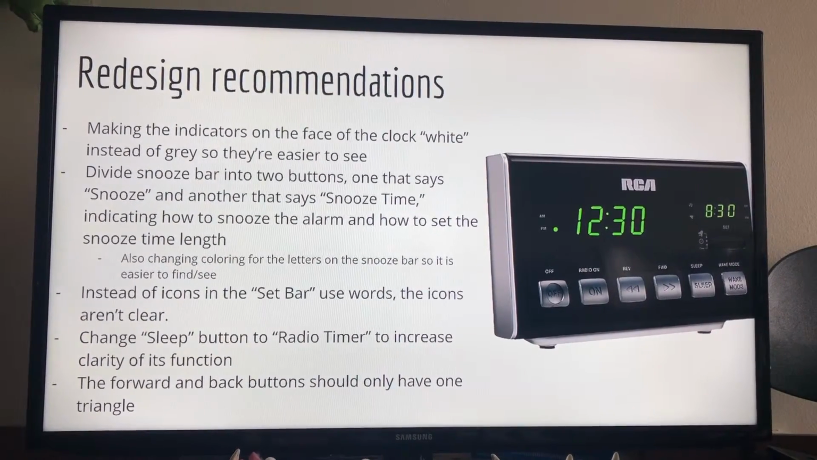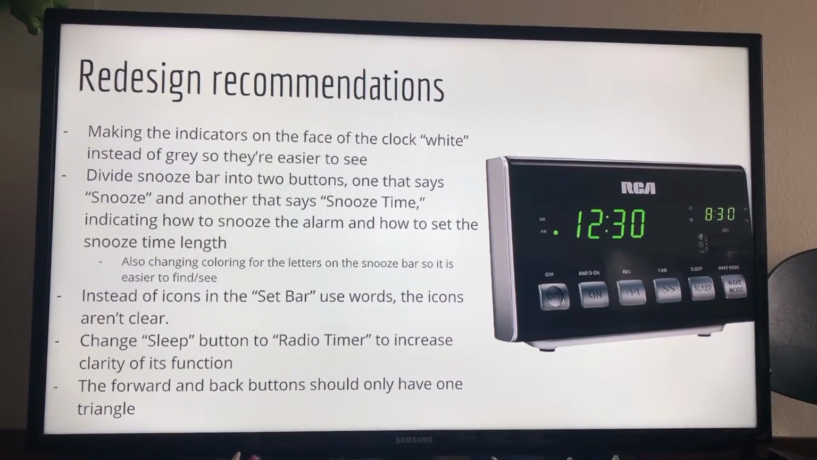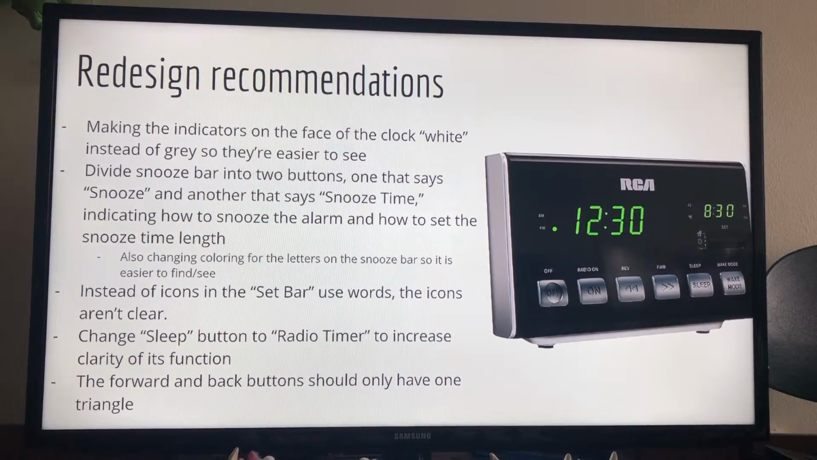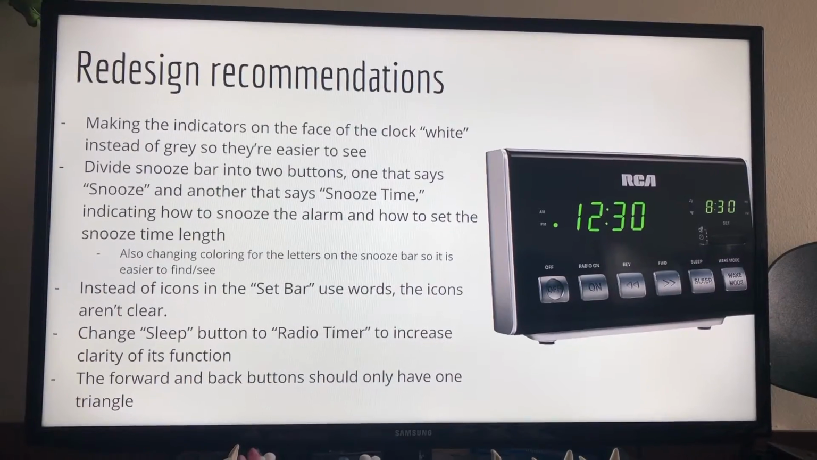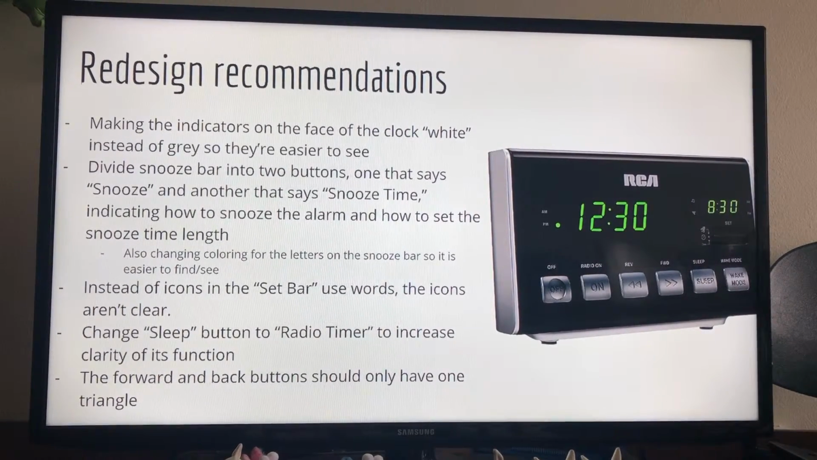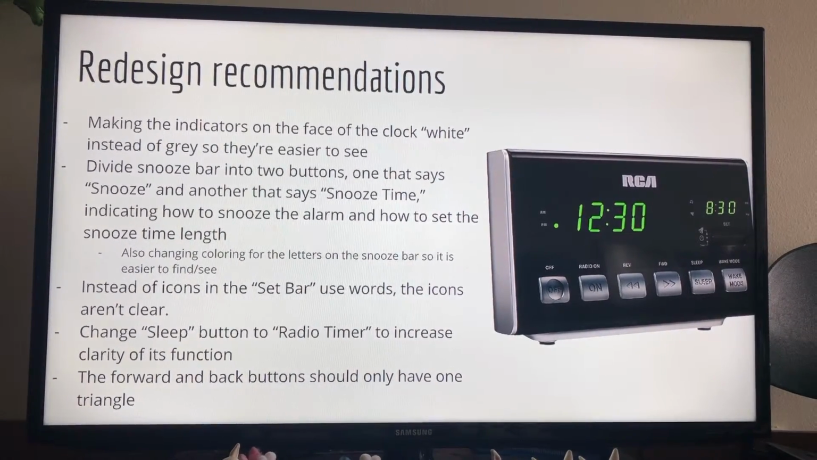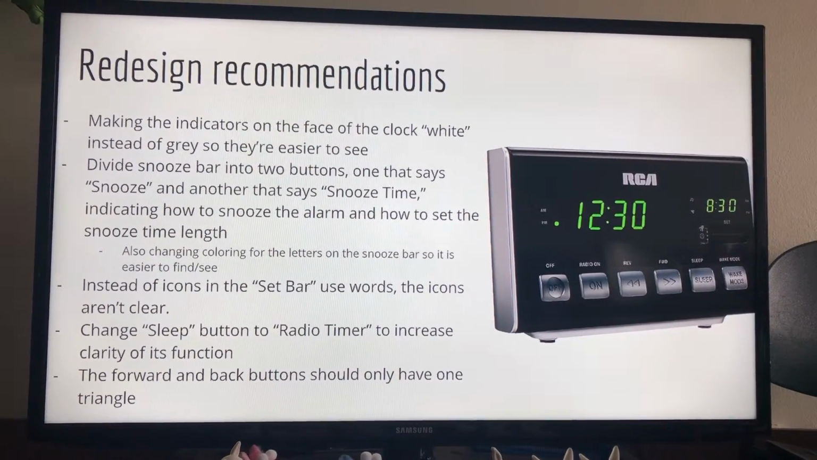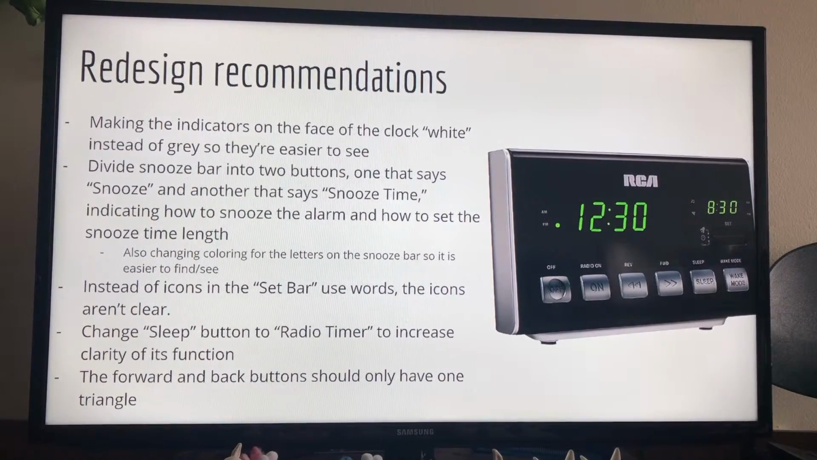There are icons on the face of the clock that maybe are hard for people to understand what they actually mean, so changing those into the actual words of what they are could help. And then changing the sleep time into a radio timer instead of just the word sleep can make its function more clear. And then changing the forward and back buttons to having only one triangle can make it more clear.